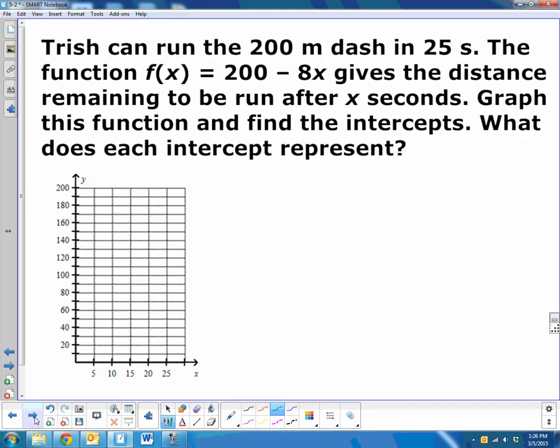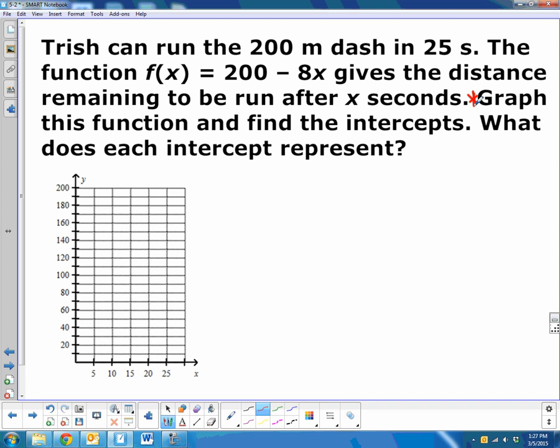I'm going to have you do this on your own. What I want you to do before you come to class, and this is your assigned material to finish your notes, please graph this function. So you've got an equation here. I want you to try and graph that function, and I want you to try and find the intercepts. So where does it cross the x and the y axis?